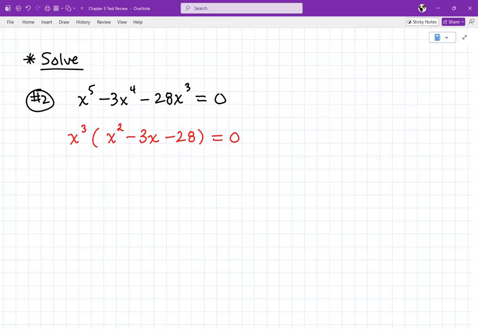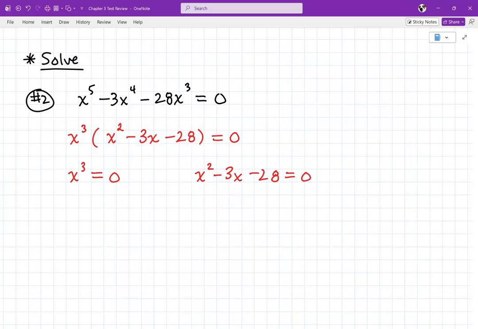Now, I have to solve this thing. You see how there's a product right now? X cubed times x squared minus 3x minus 28 equal to 0. I'm going to be able to separate this thing. So x cubed equals 0. X squared minus 3x minus 28 equals 0. Because we want to factor this. This is a trinomial. We can do x method for this.